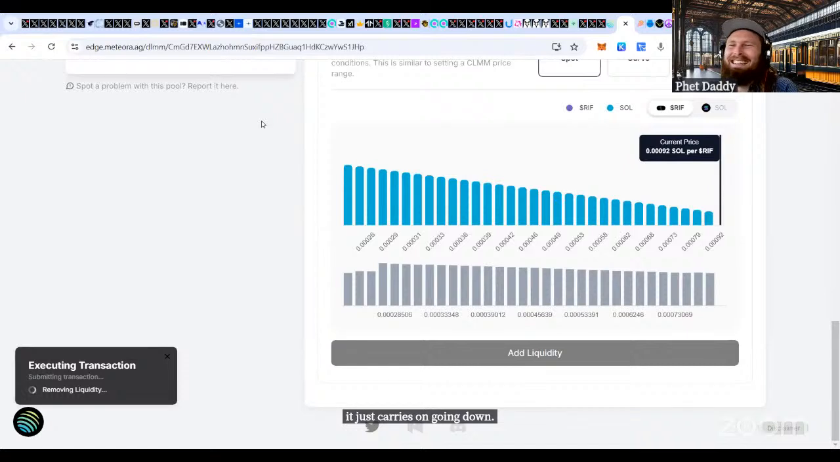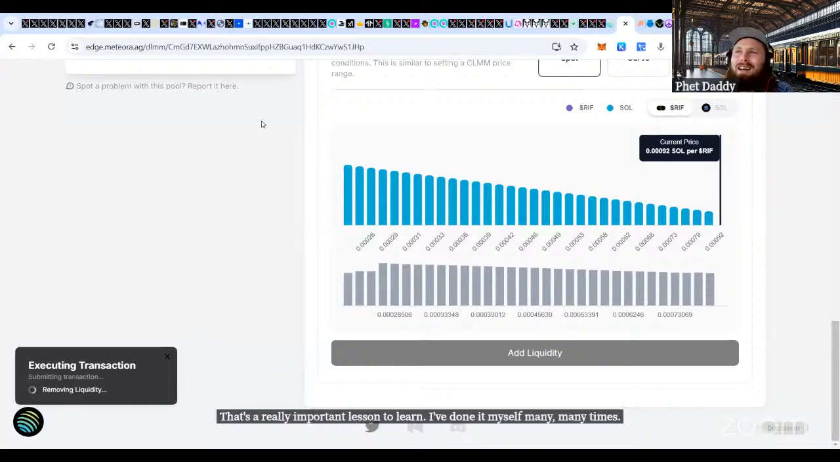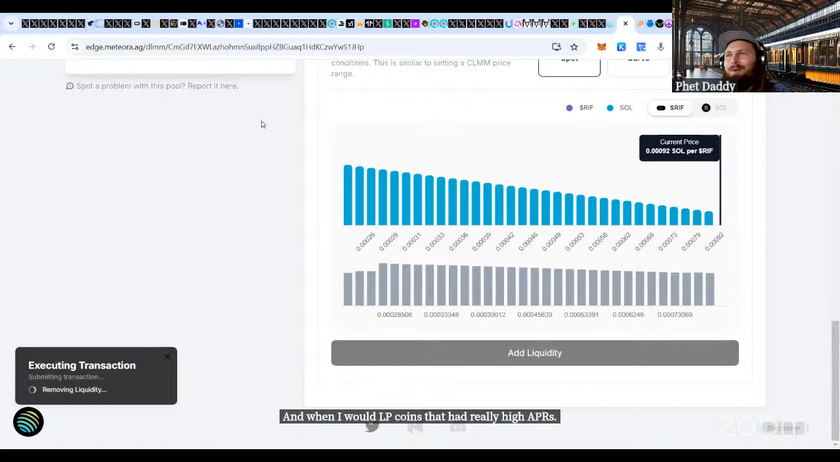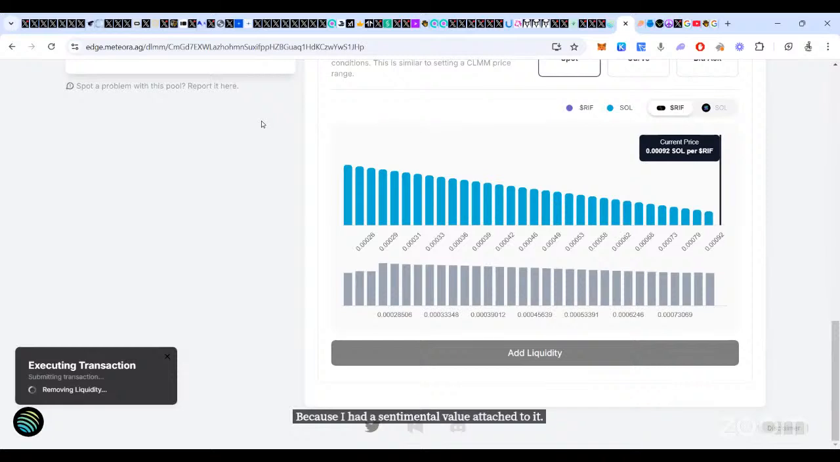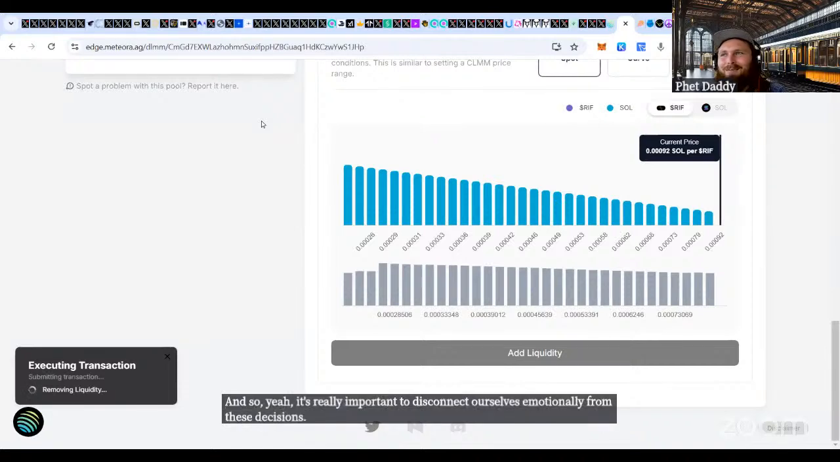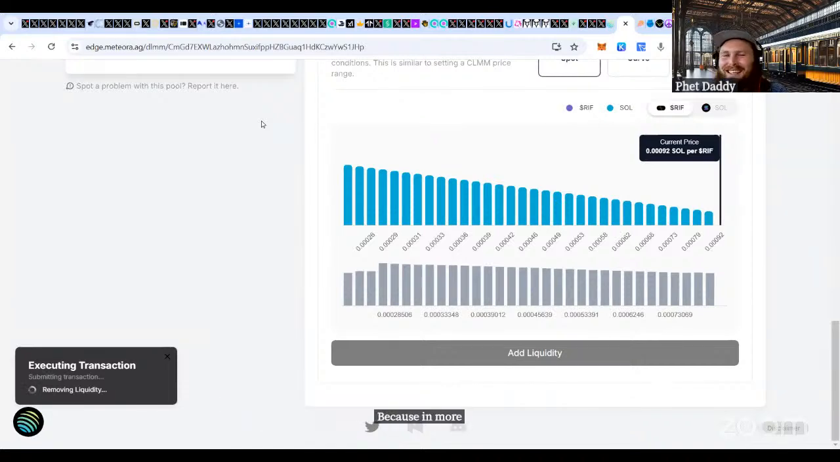Yes, that's a really important lesson to learn. I've done it myself many, many times. I noticed when I was in the last bull market doing traditional DeFi, when I would LP coins that had really high APRs, I developed emotional sentiment because they were generating lots of profit, which I was using to cover my living expenses. So I would hold on to that position for longer than I should because I had a sentimental value attached to it. It's really important to disconnect ourselves emotionally from these decisions because in more scenarios than less, your emotions are going to mislead you when it comes to crypto trading.